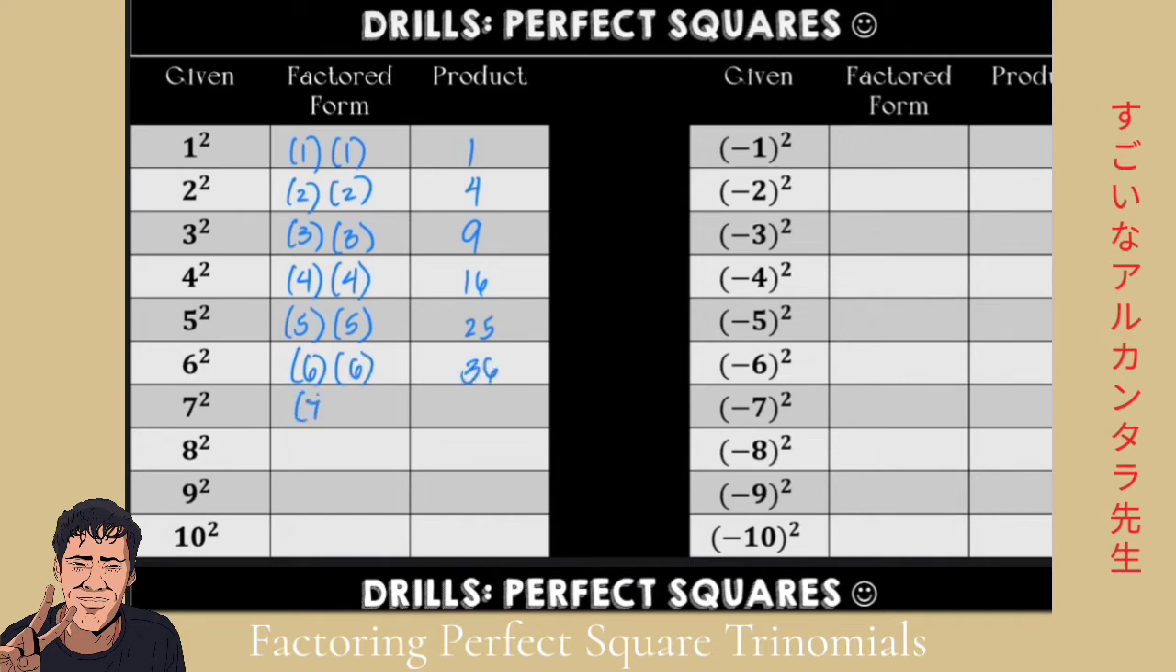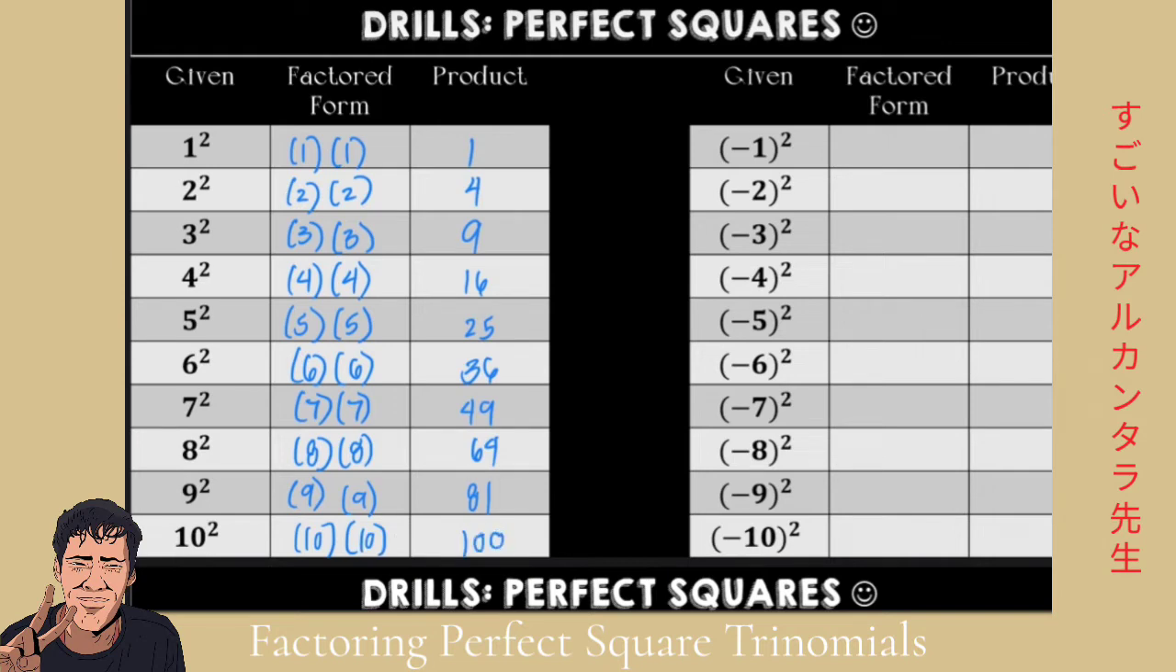7 squared, that's 7 times 7, we'll get 49. 8 squared, 8 times 8, that will give us 64. 9 squared, 9 times 9, that will give us 81. 10 squared, that will give us 10 times 10 equal to 100.